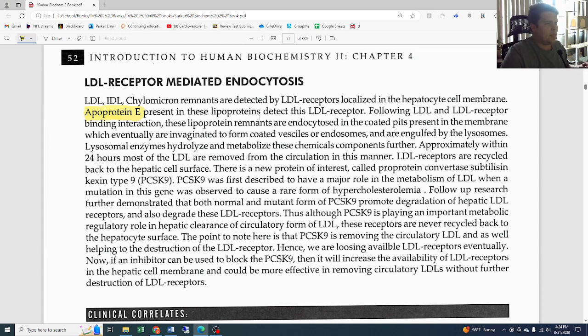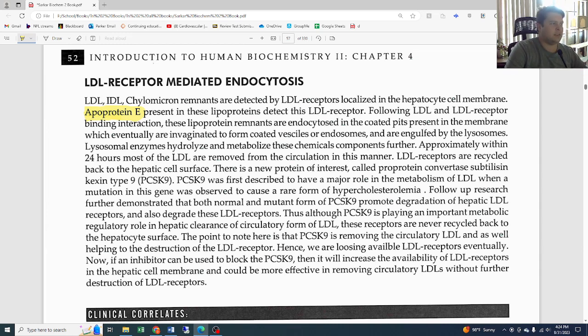Following LDL and LDL receptor binding interaction, these lipoprotein remnants are endocytosed in the coated pits present in the membrane, which eventually are invaginated to form coated vesicles or endosomes and are engulfed by the lysosomes.